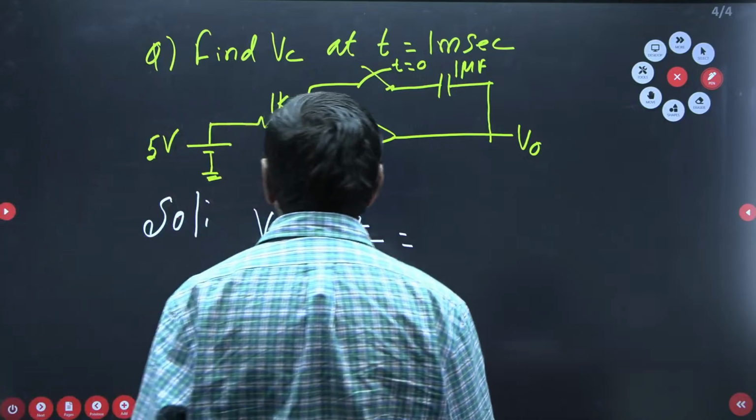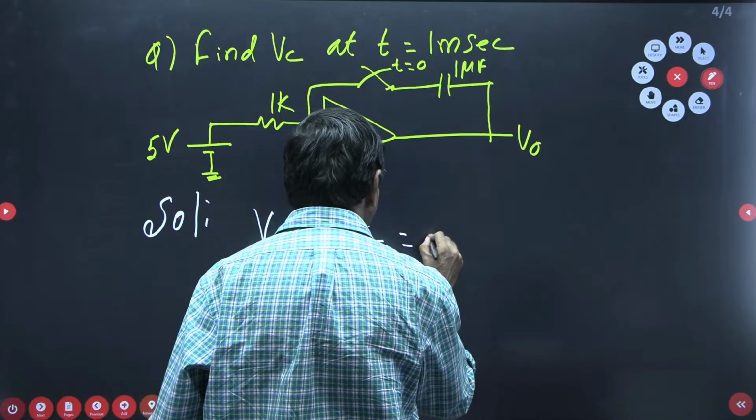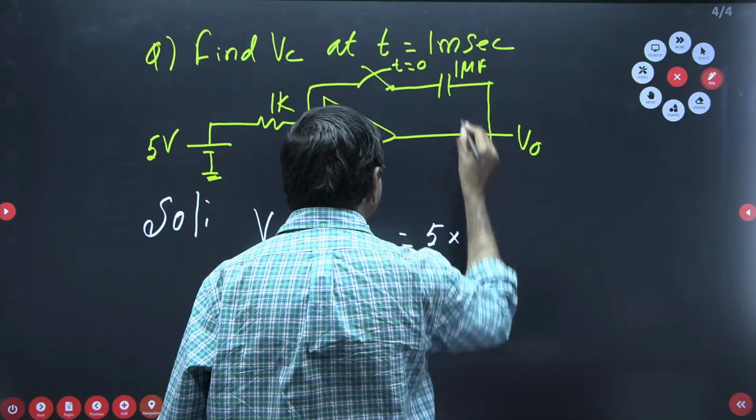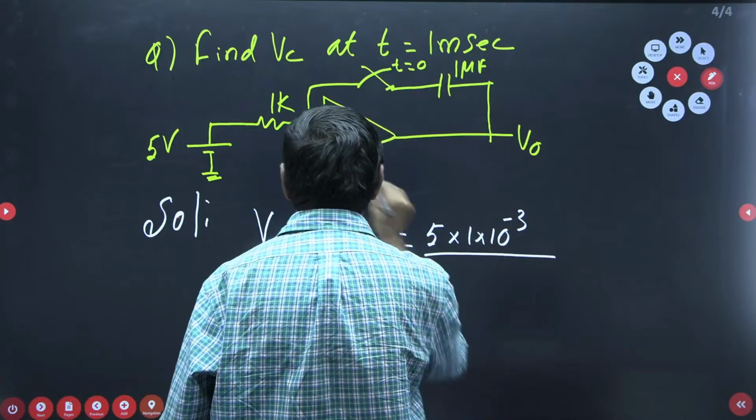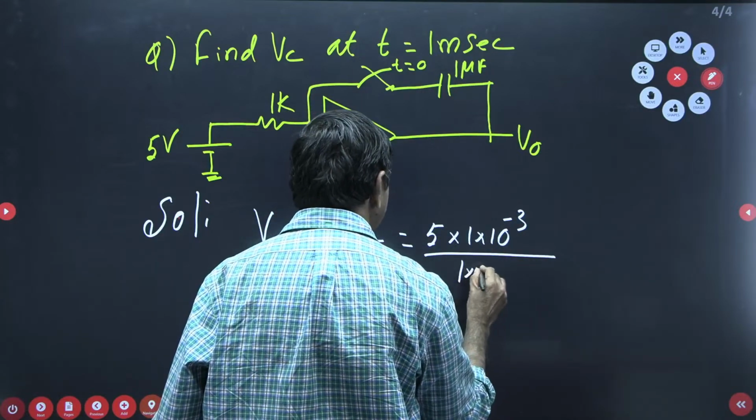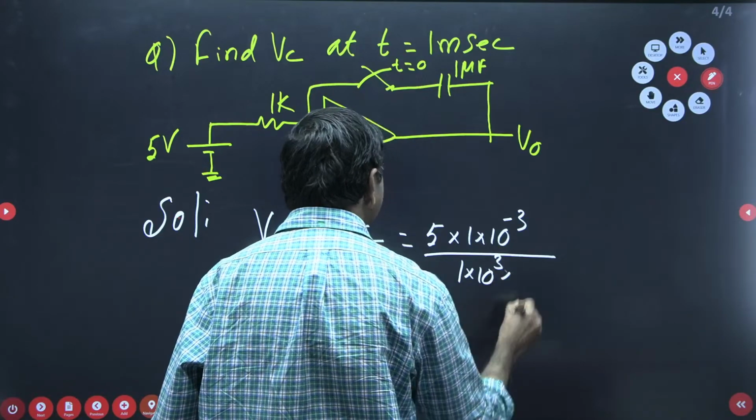V is nothing but the supply voltage, 5 volts. T is given here as 1 millisecond, 1 into 10 power minus 3. R is given here as 1K. And C is the capacitance of the capacitor, 1 microfarad.